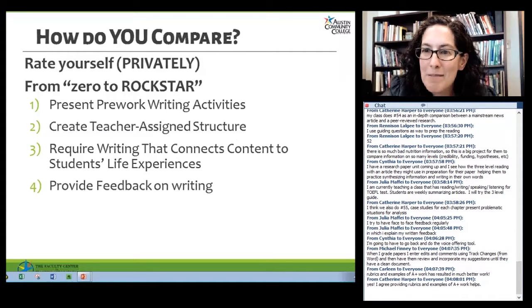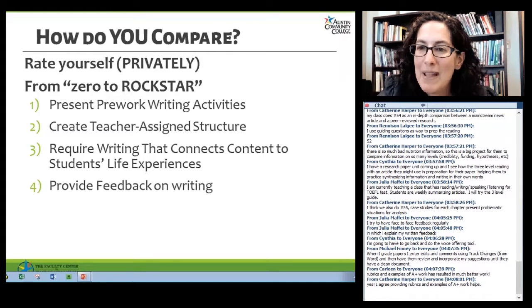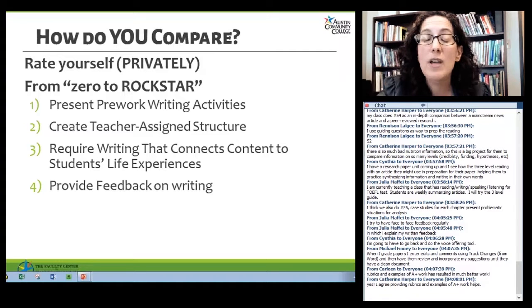All right, so I'm taking a peek. We've got some chats. Michael says when he grades papers, he enters edits and comments using track changes from Word, and then he has them review those and incorporate the suggestions. That's a great idea. So you are guaranteeing that they're going to read your feedback and that they're going to be able to use it. And the track changes is a really great way to do that because you can comment, you can actually make edits, and it's valuable for them.